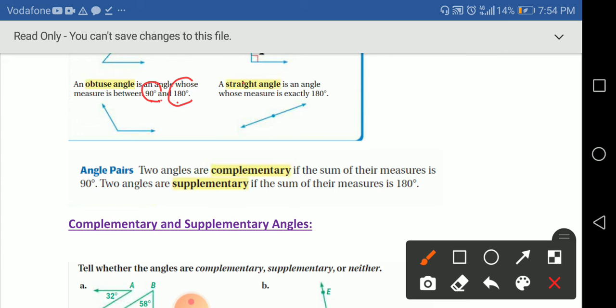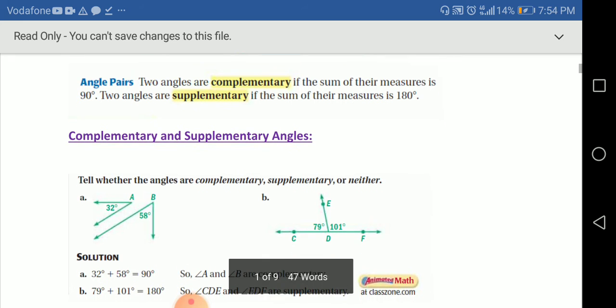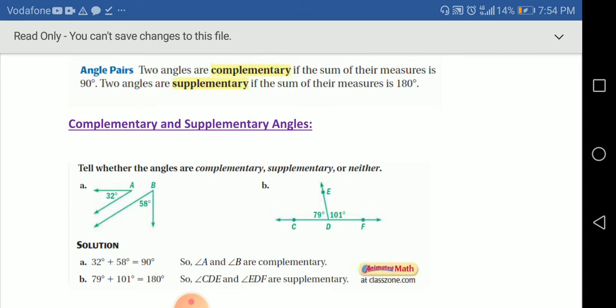What about the straight angle? The straight angle, guys, it measures what? It measures exactly 180. So if you have a line like here, this is what? This is 180 degrees.